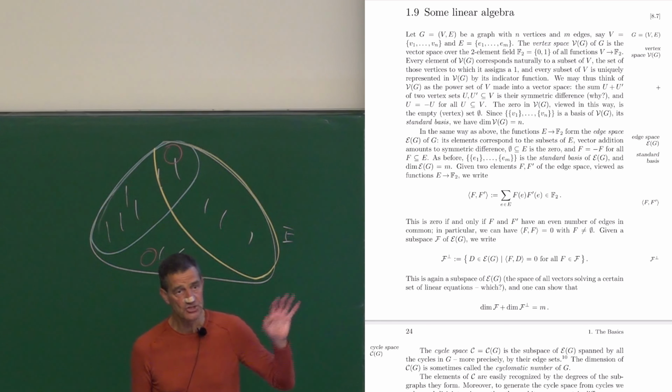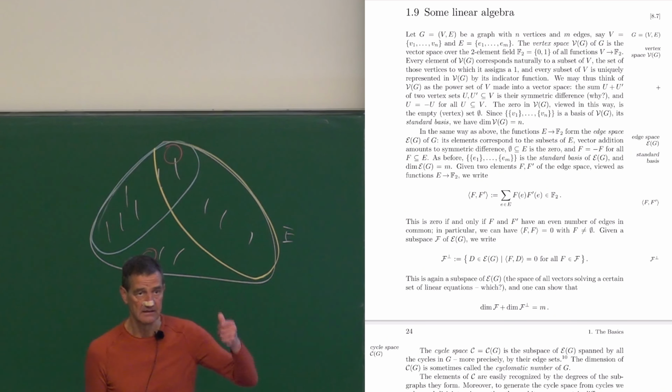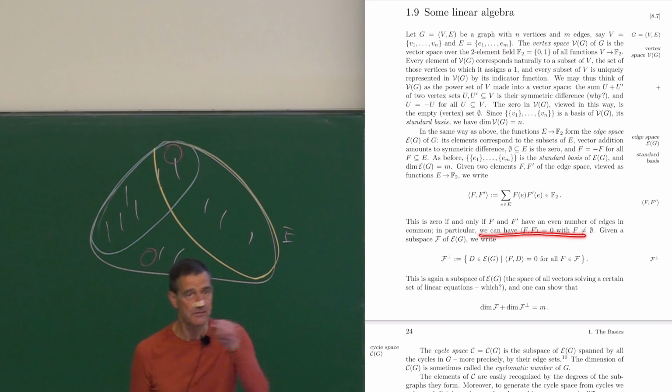Just a word of caution, right? You can have elements of the edge space, or subsets of the edges, which dotted with themselves give you 0, even though these themselves are not 0. Can you think of when this will happen?